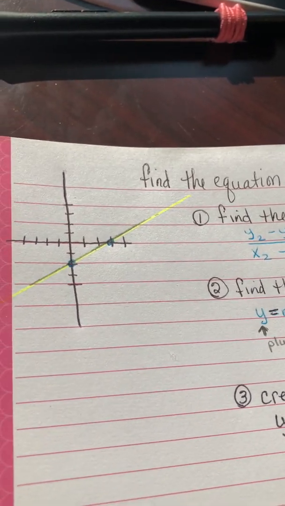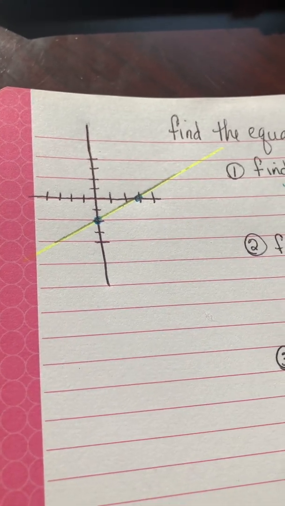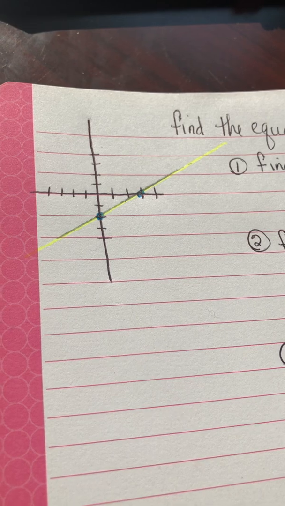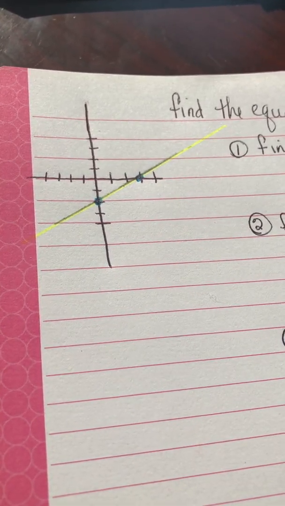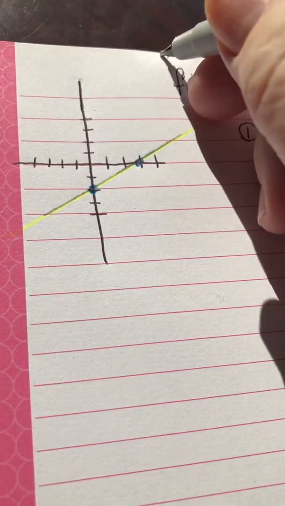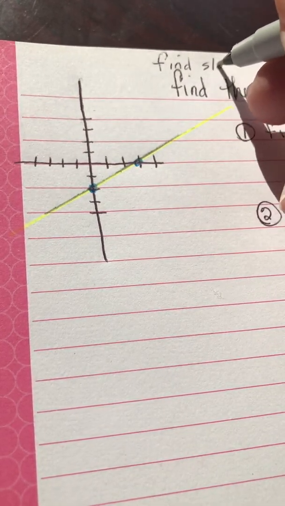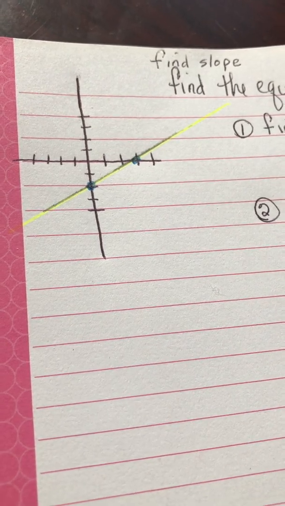So this video is how to find the equation of a line, but it also is going to cover finding the slope of a line, because finding the slope is part of the steps to finding an equation. So we'll kill two birds with one stone. We'll use this video also for finding the slope given a line or 2 points.